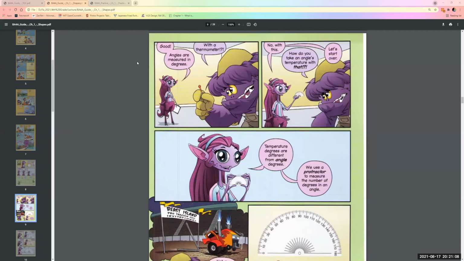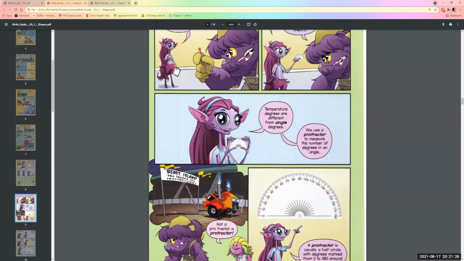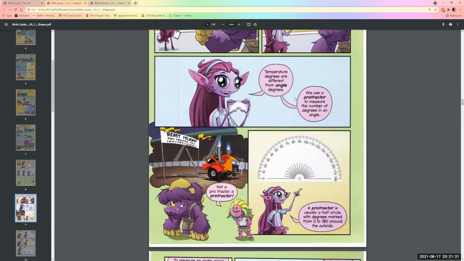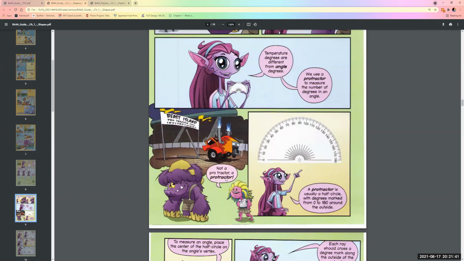Angles are measured in degrees. With a thermometer? Not with this. How do you measure an angle's temperature with that? Let's start over. Temperature degrees are different from angle degrees. We use a protractor to measure the number of degrees in an angle. Not a protractor, a protractor.